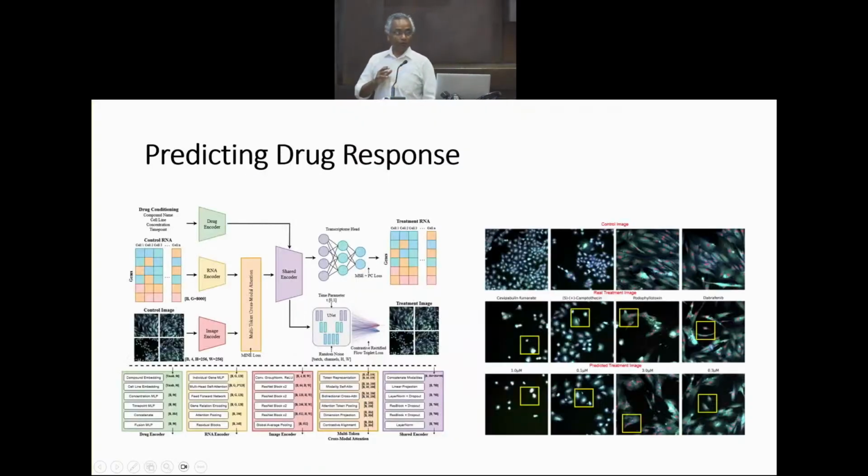This is even more fun. So once you've done all of these things, you can predict drug response. So now you can feed these models either the transcripts or the images themselves and say, I'm going to expose this cell to these drugs. What's going to happen to it? And I can generate the entire trajectory of what's going to happen to that cell.